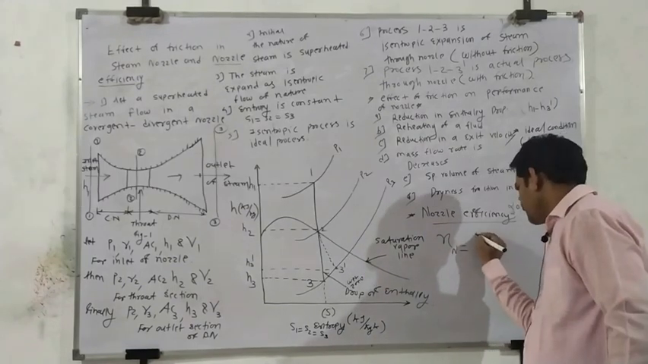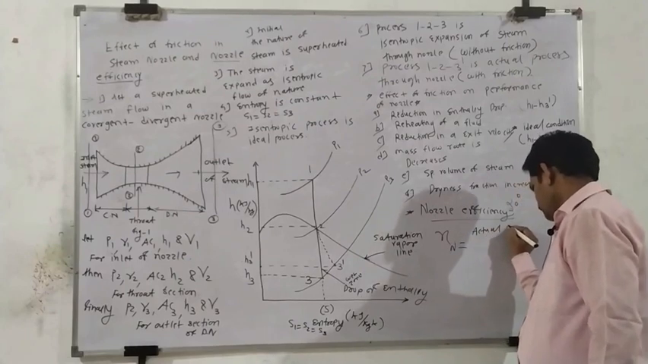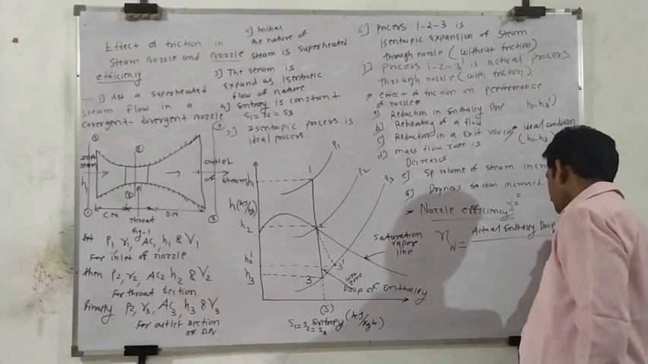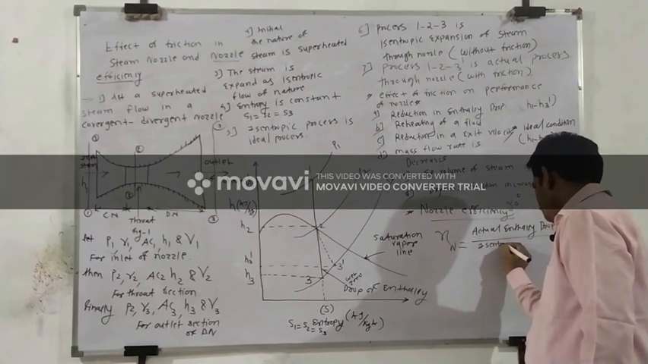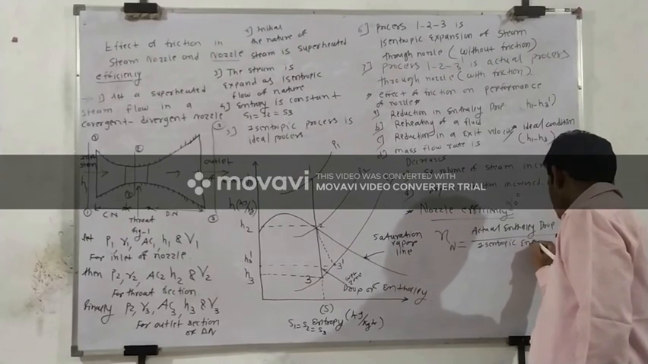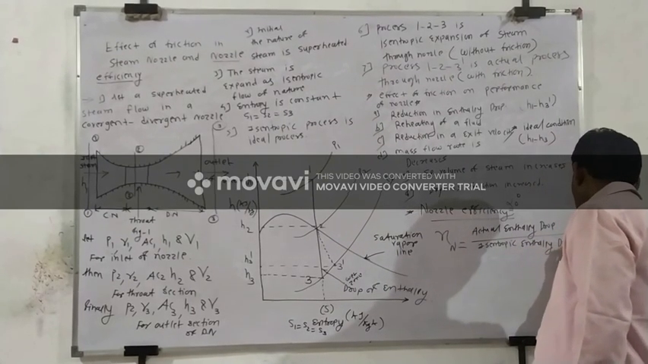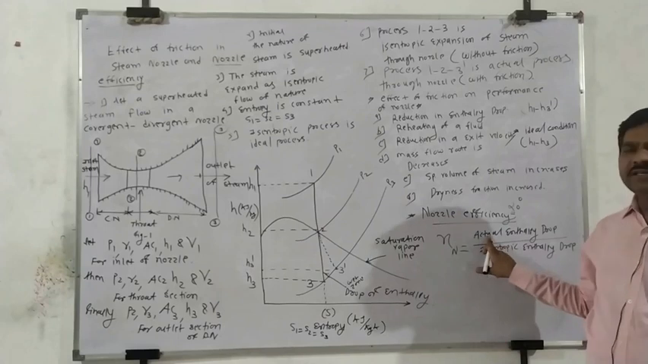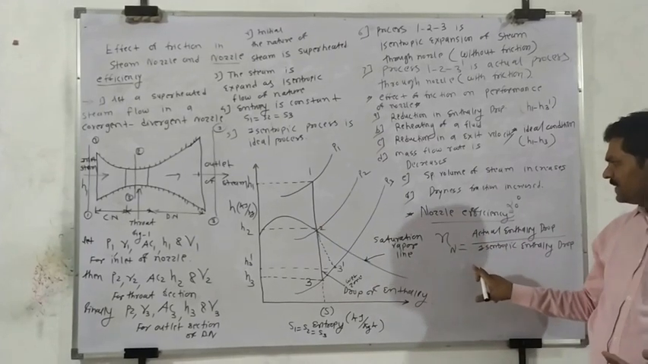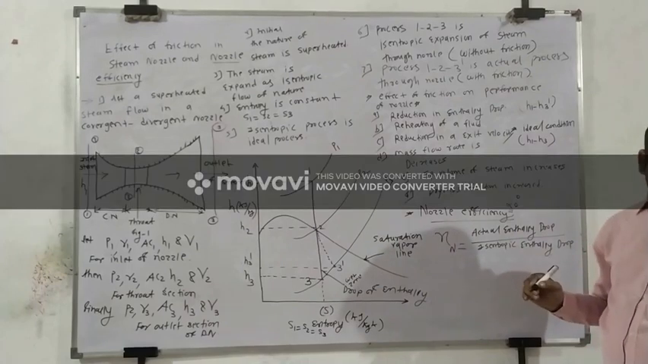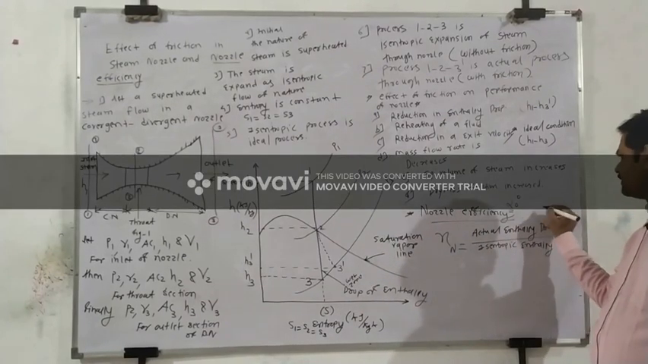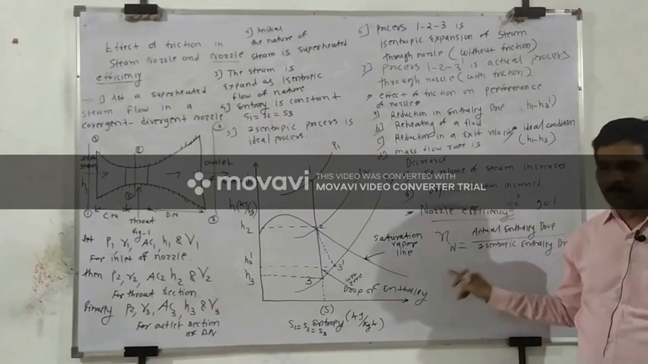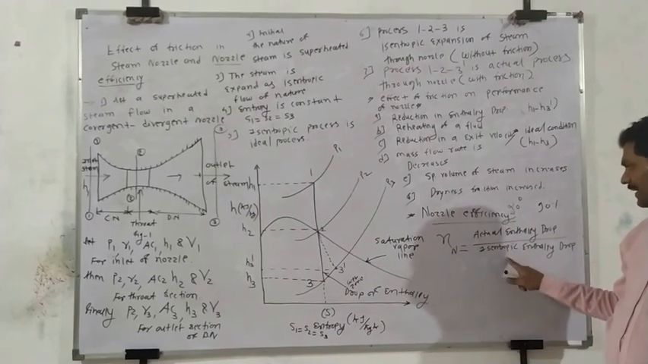I write down here: actual enthalpy drop upon isentropic enthalpy drop is called the nozzle efficiency. We know that efficiency is always less than 1. In the majority of cases the nozzle efficiency is around 90%. 90% nozzle efficiency for steam flow through nozzles. So, actual enthalpy drop upon isentropic enthalpy drop.